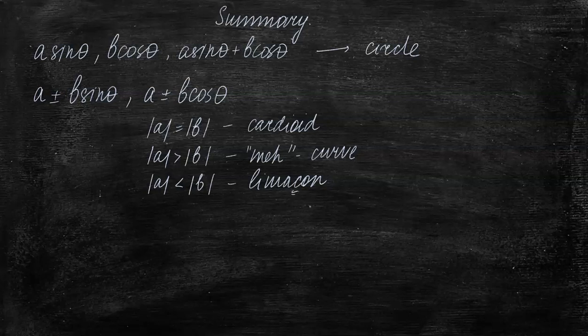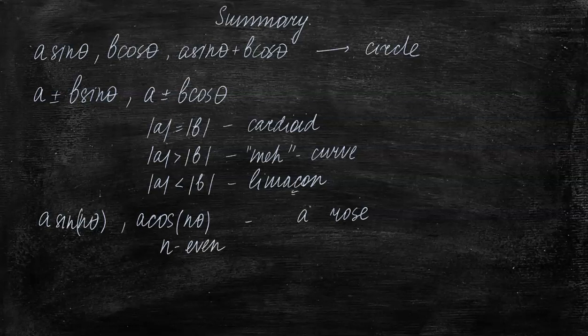Now, when you start throwing things inside, like notice how we have theta multiplied by n, things will be happening at a faster pace. So that will create what's called a rose. And the number of petals in the rose will depend on whether n is even or odd. So if n is even, you're going to get twice as many petals. And if n is odd, you're going to get exactly that many petals.